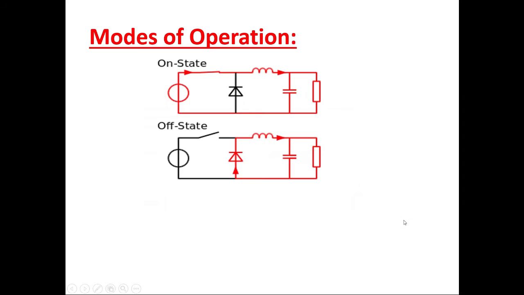So now we can see the modes of operation. During the switch on state, the diode is in the off state, so the inductor is charging and the current path will be like this. During the switch off state, the inductor has some charge, so it has to discharge. So the inductor is discharging through the freewheeling diode.